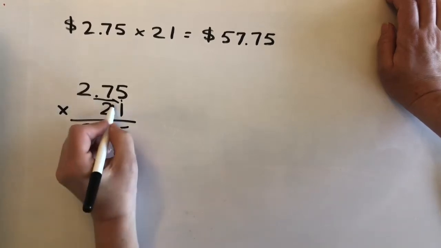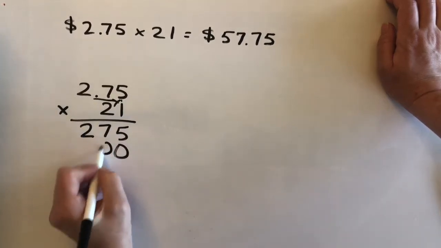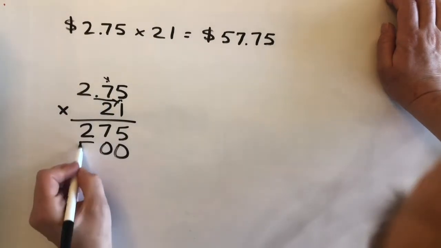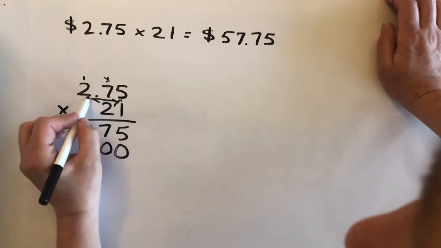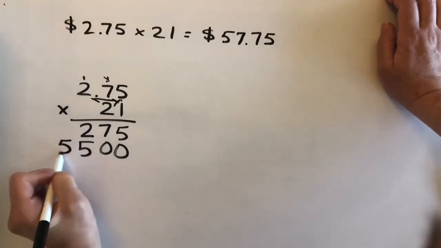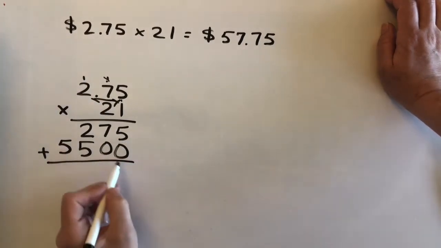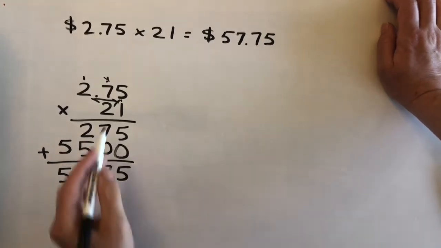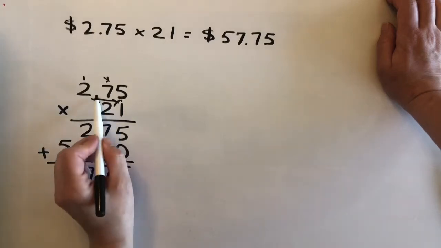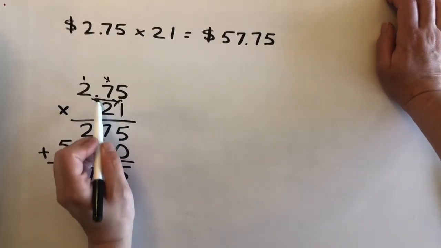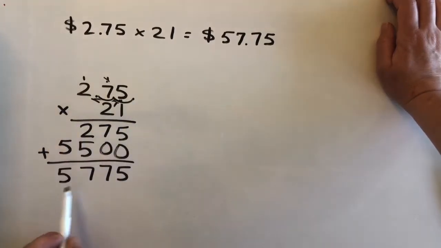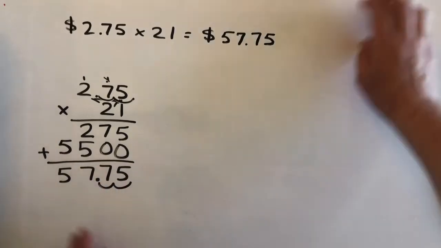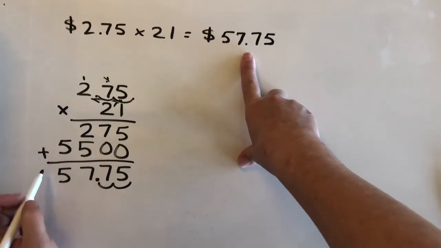Add my 0 for my place. 2 times 5 is 10. Carry my 1. 2 times 7 is 14, add the 1 is 15. Carry the 1. 2 times 2 is 4, plus 1 more is 5. Once again, we add. Now, I told you in the last problem, you count how many decimal places are up here. There are none in this number. This one has 1, 2. So I'm going to start here, go 1, 2. My decimal belongs right here. Does this match? Yes, it does.